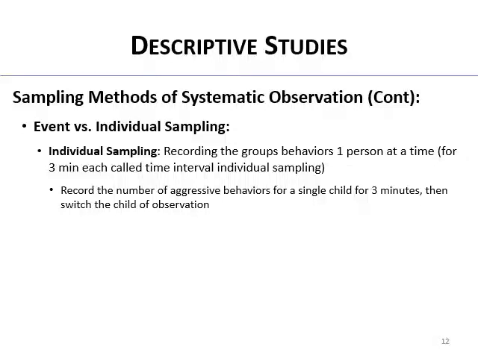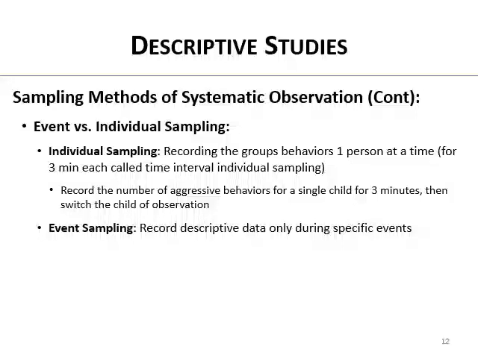So for the kids, you would say record the number of aggressive behaviors for a single child for 3 minutes, and then you would switch. Next kid, 3 minutes on that kid, then next kid for 3 minutes, next kid for 3 minutes. So that is your sampling method, is to do it individually, but you're doing it at an interval of 3 minutes each kid. So then there's event sampling, where you record your descriptive data only when specific events are happening.